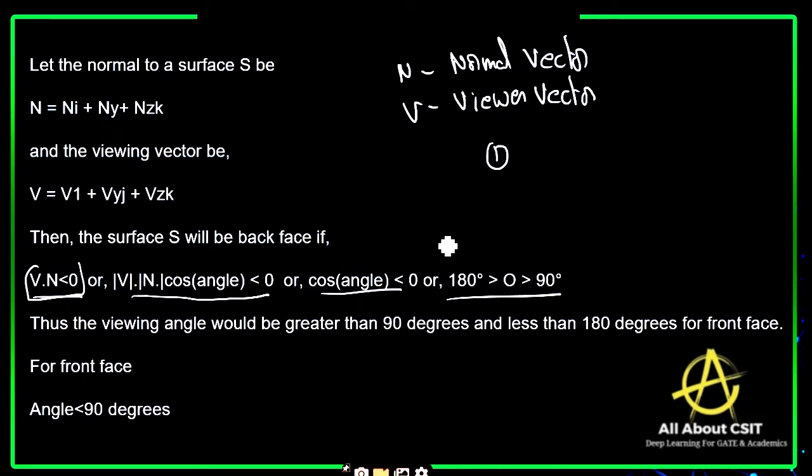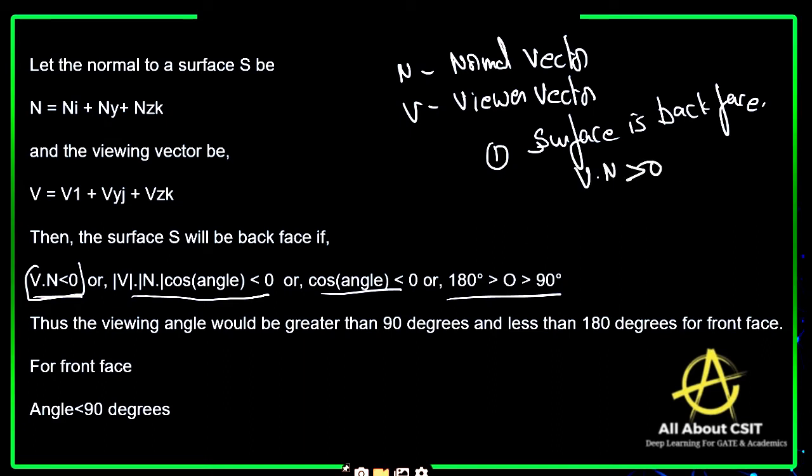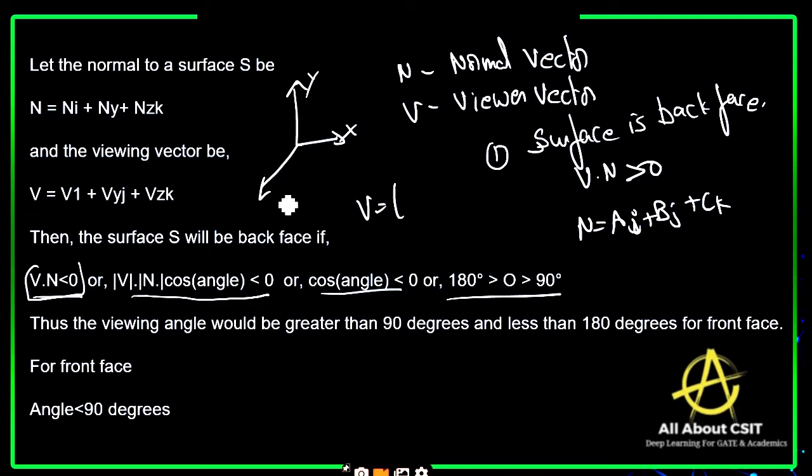Suppose a surface is a back face. That means V·N is greater than 0. Let the normal vector be (a, b, c), that is N = ai + bj + ck. And the viewing vector is in the z direction. If the viewer is looking in the z direction, this is the z direction.